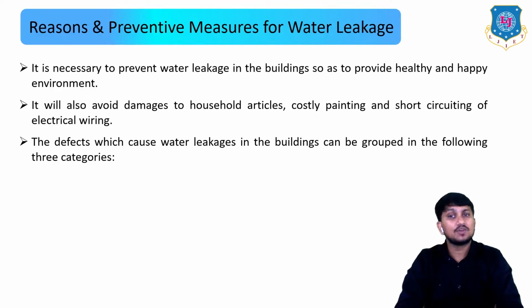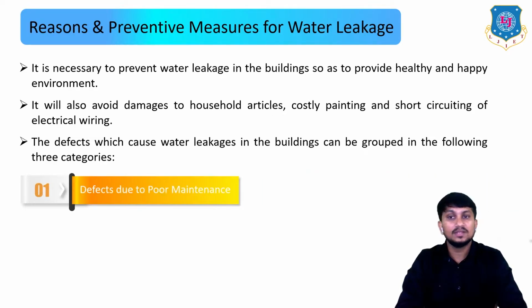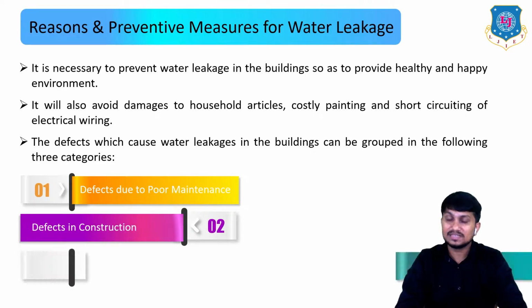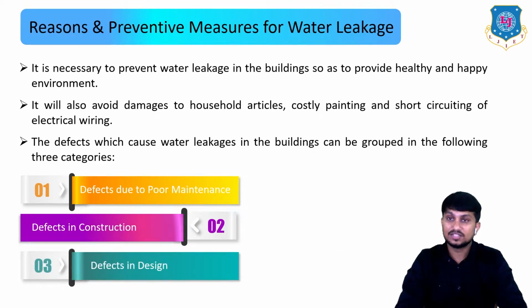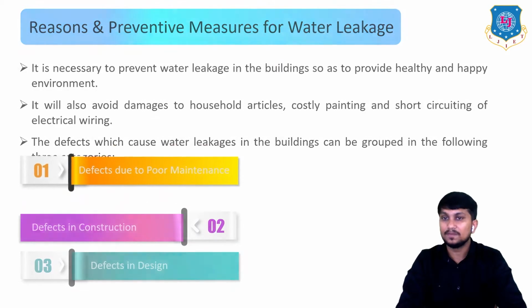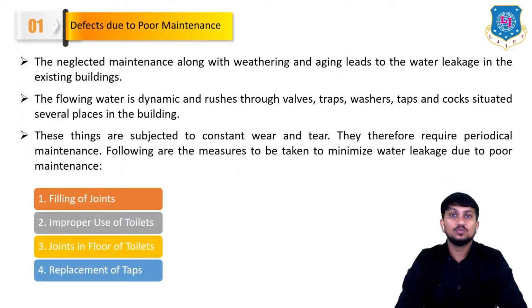The defects which cause water leakage in the buildings can be grouped in three categories: first, defects due to poor maintenance; second, defects in construction; and third, defects in design. So these types of defects due to water leakage can be classified in these three categories. Let's see these three categories one by one. First is defects due to poor maintenance.